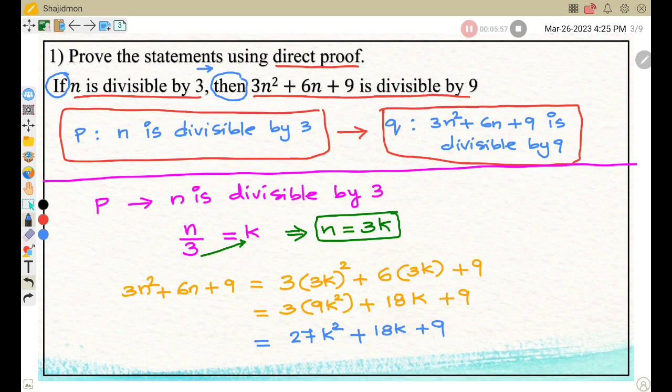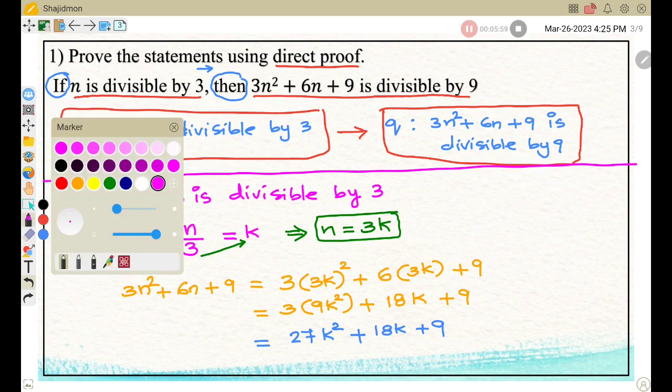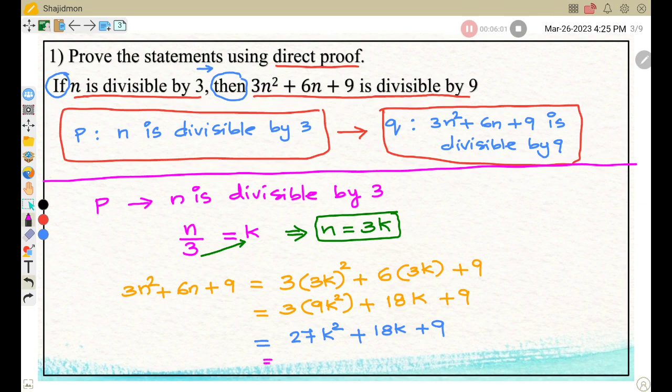What can we take common outside? We can take the number 9 outside, correct? So 9 multiplied, what will be the balance? 27k square, with 9 taken out means 3k squared, correct? Because 3 multiplied by 9 is 27, plus 18, taking 9 outside means 2k, plus from 9 taking 9 outside means 1 balance, correct?